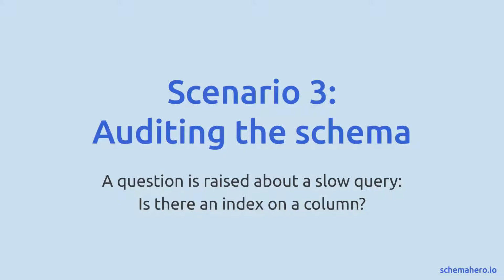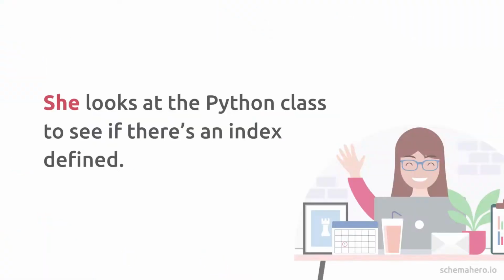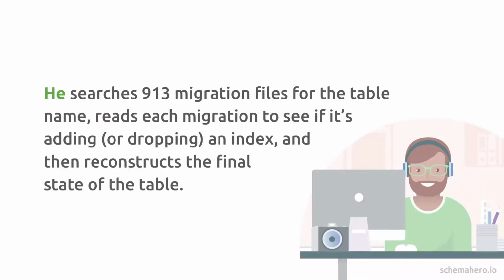Final scenario I want to walk through is auditing the schema. So a question's raised, is there an index on this column? And so both of the developers want to understand that to answer that question. And of course, we want to do this in a way without direct access to that database. So our Django developer just looks at the Python class, looks to see if there's an index defined in the attributes on the class. Great.